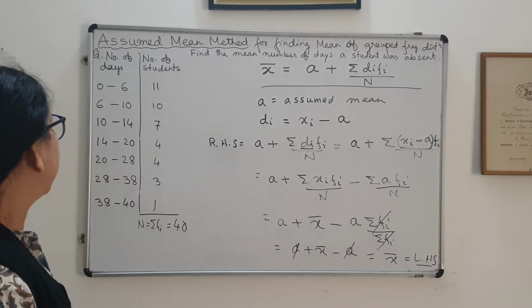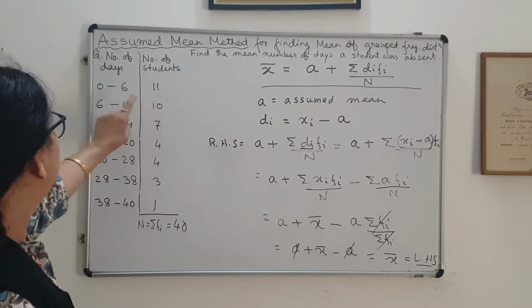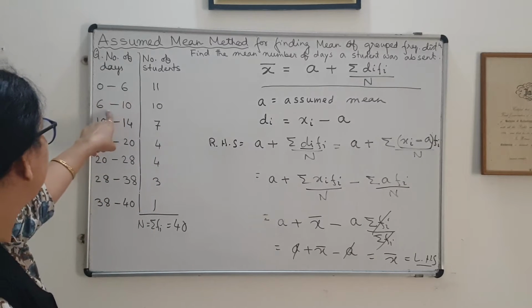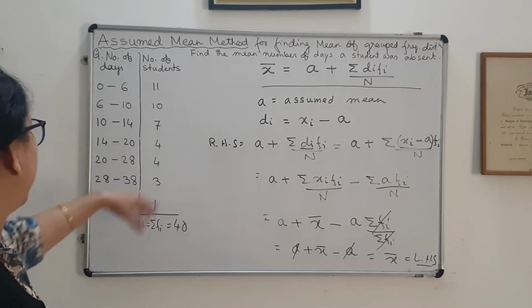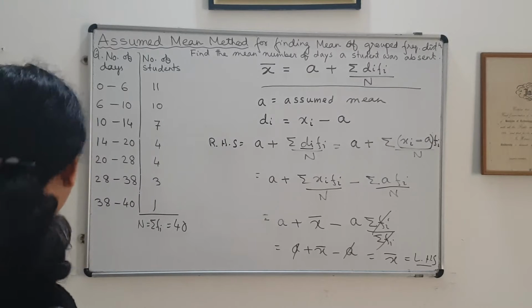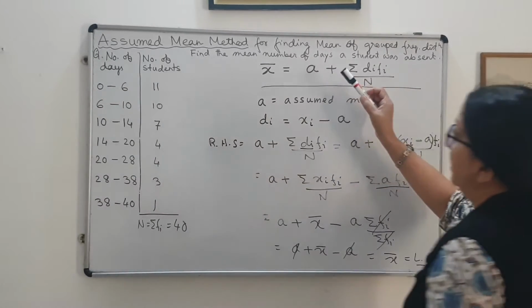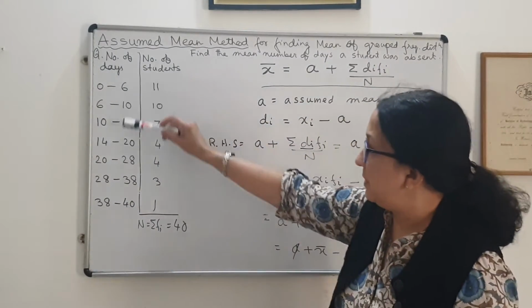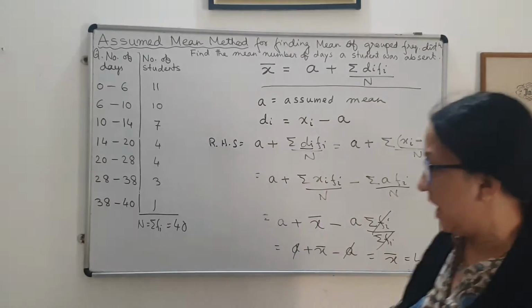This data means that 11 students are absent for 0 to 6 days, and 10 students are absent for 6 to 10 days, and in this way. You have to find the mean number of days a student was absent. That is the question. So this is a variable and this is a frequency. We'll find this with the help of the assumed mean method.